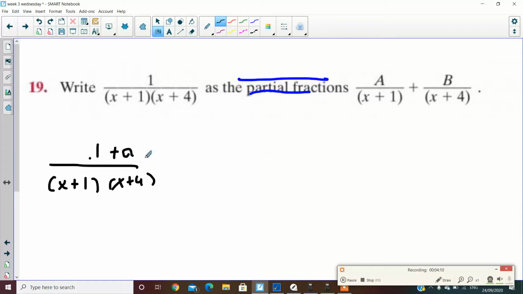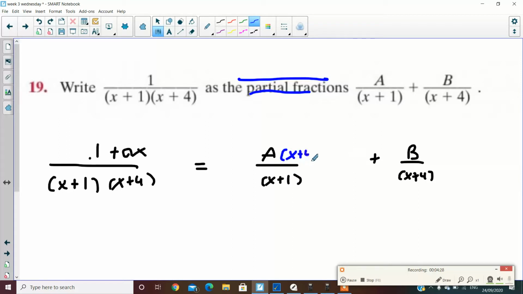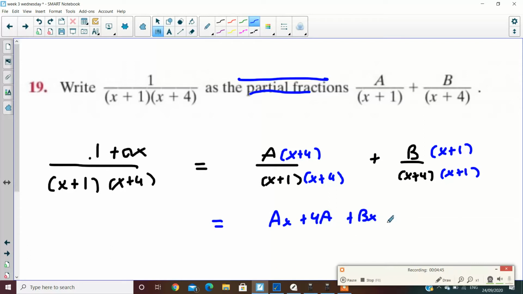Put the 0x beside the 1. And x plus 1. And x plus 1. Which is ax plus 4a plus bx plus b.